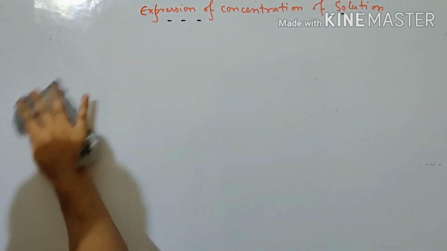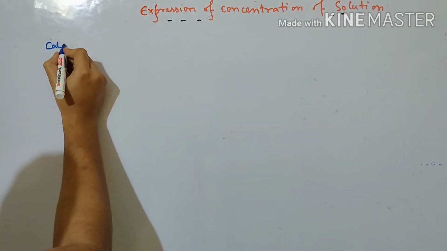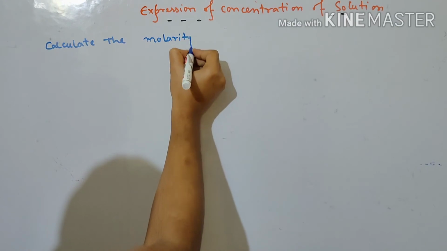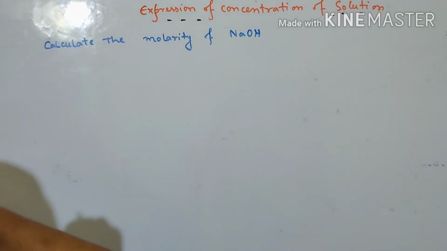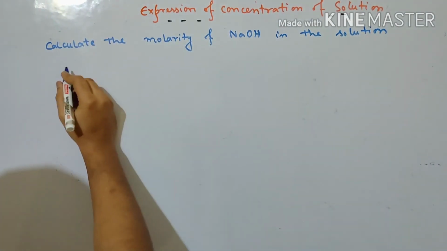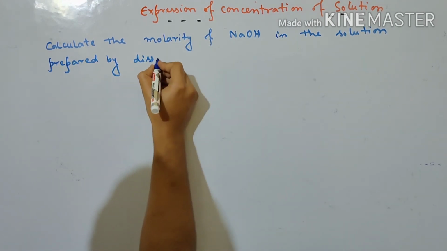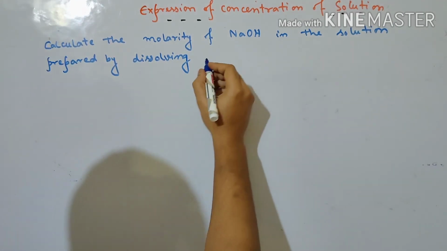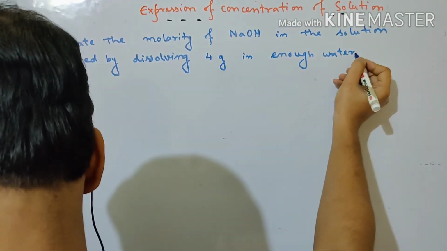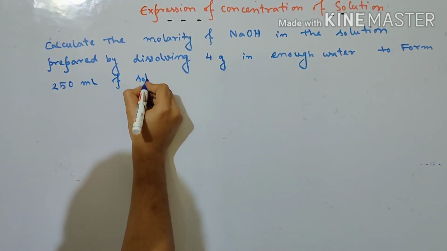Next one is: calculate the molarity of NaOH in the solution prepared by dissolving 4 gram in enough water to form 250 ml of solution.